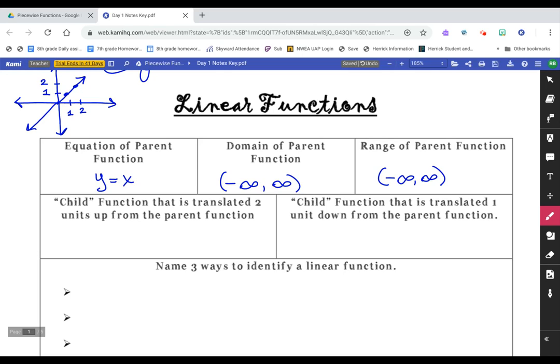Now, the child function that is going to be translated 2 units up would mean that we would take y is equal to x, and we're going to add on the outside plus 2. If we want to translate it down 1 unit, then we're going to subtract. I need an equal sign. We're going to subtract 1. And that would shift the parent function up 2 or down 1.